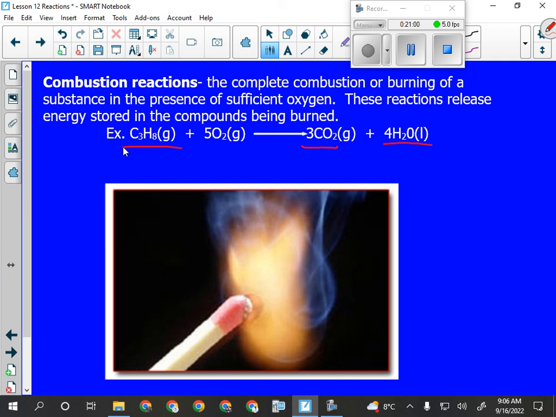So in this reaction here, I need to check and see that everything is balanced. How many carbon atoms are there right here?